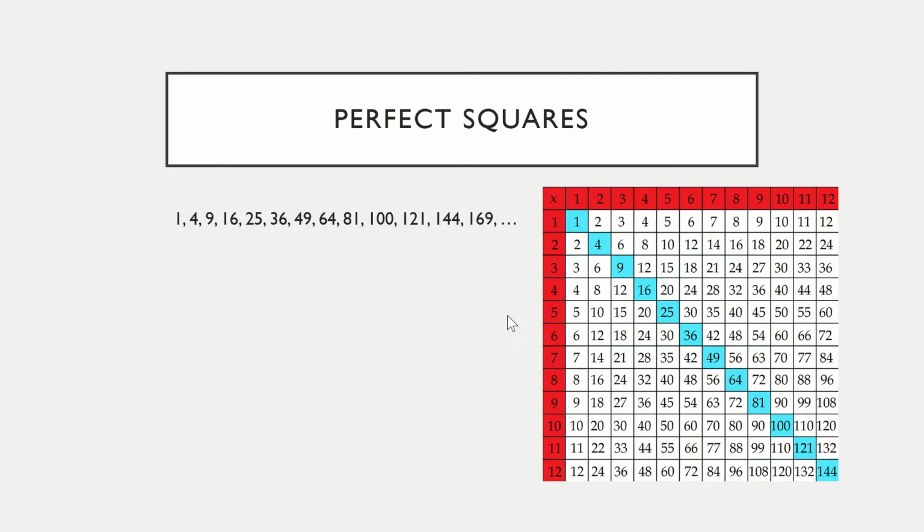So whenever you take an integer like 1, 2, 3, 4, just a regular whole number, and multiply it by itself, then you get perfect squares. So all these numbers in the diagonal of the multiplication chart are going to be perfect squares. 1, 4, 9, so on and so forth.